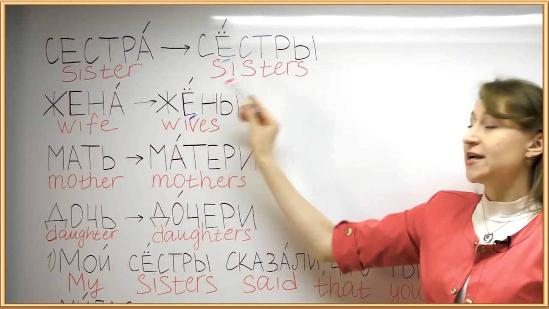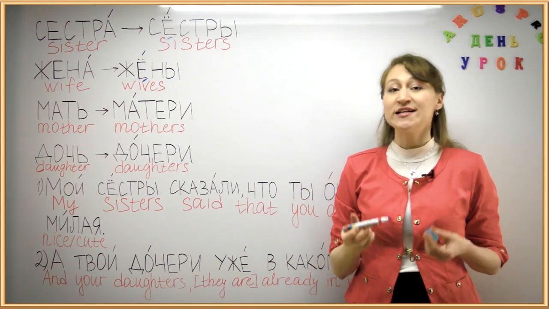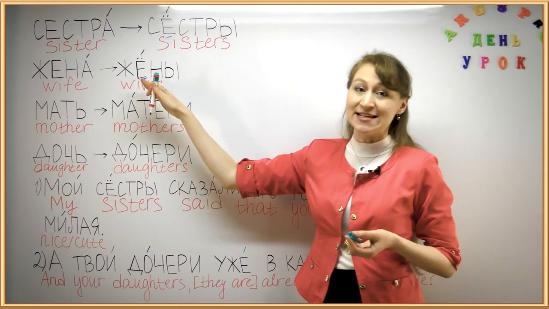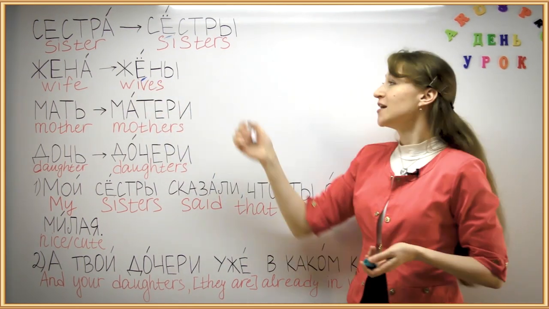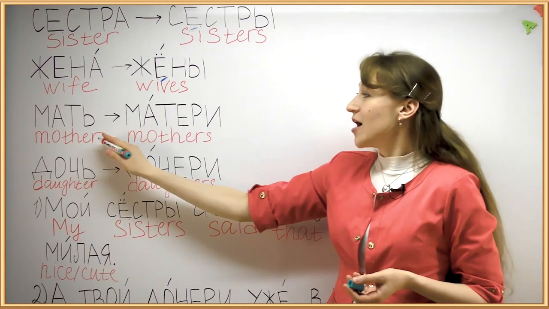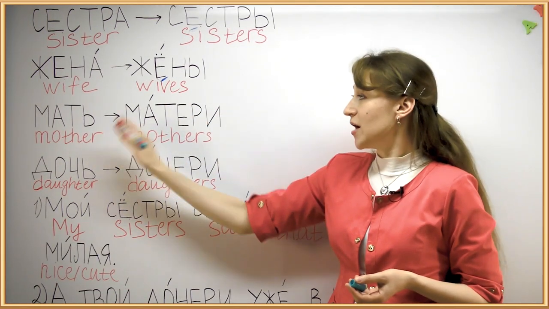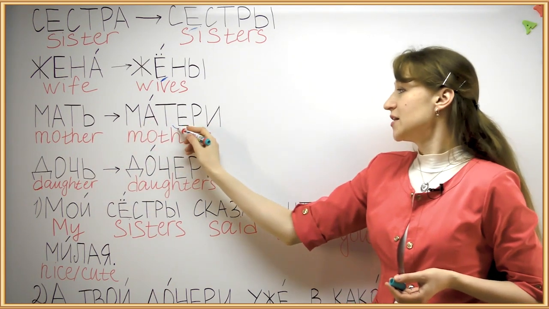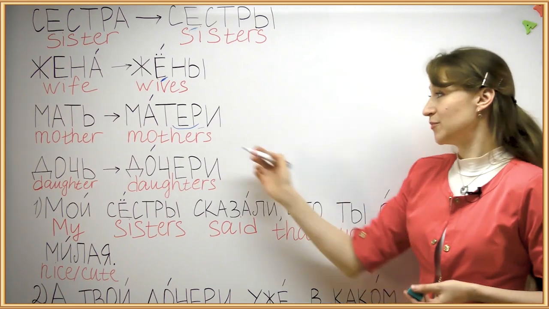Ё. By the way, the letter ё is always stressed. It is always accented in Russian. So whenever you see ё, you can be sure the emphasis falls on it. Next one. The word мать, mother, becomes матери. So here we have an additional syllable.